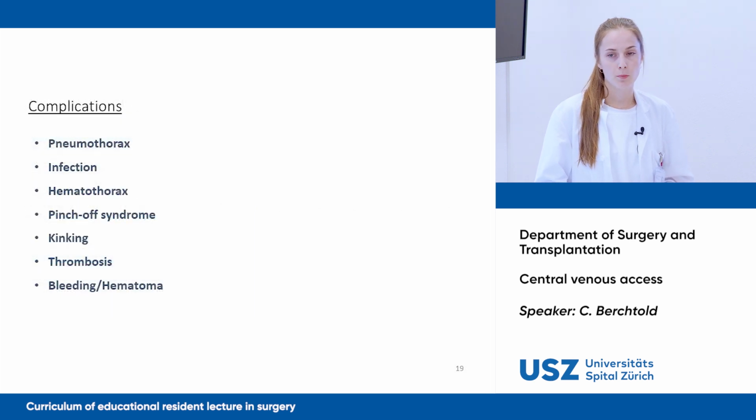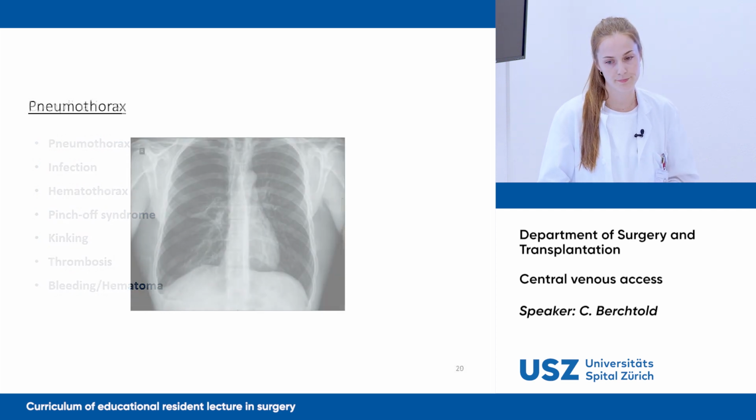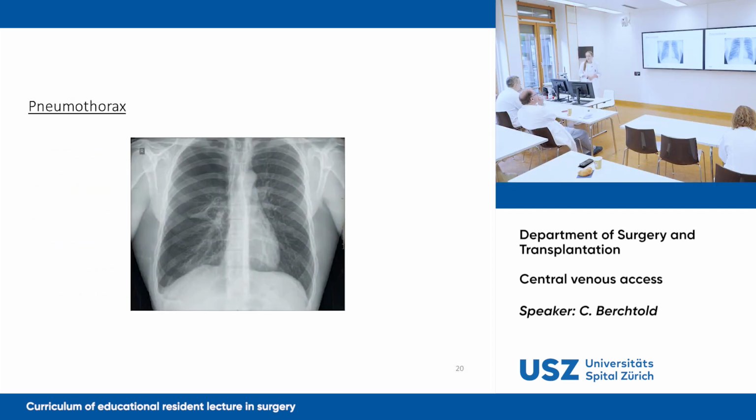Now let's have a look at the complications when we administer these central accesses. Pneumothorax, infection, hemothorax, pinch-off syndrome, kinking, thrombosis, bleeding, and hematoma. Of course, all of these depend on the access site and the device we're using. Let's have a look at the pneumothorax.